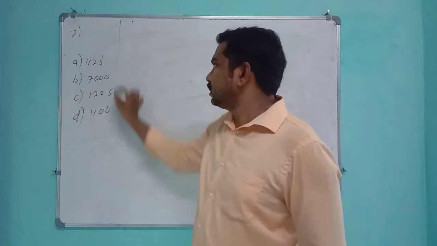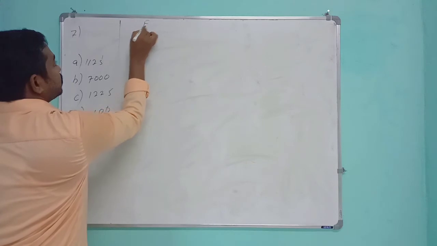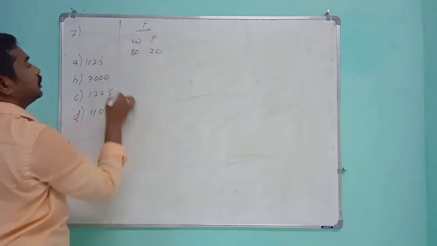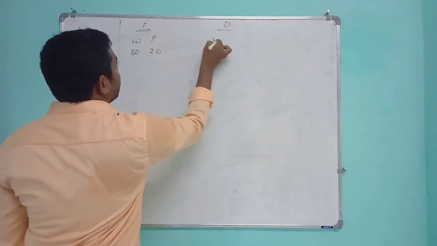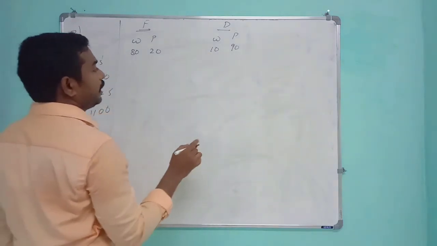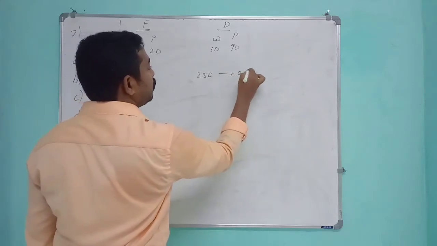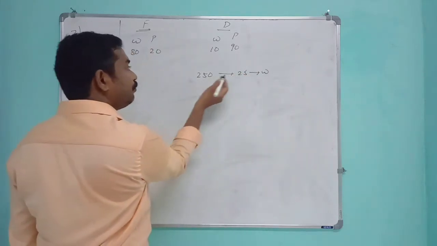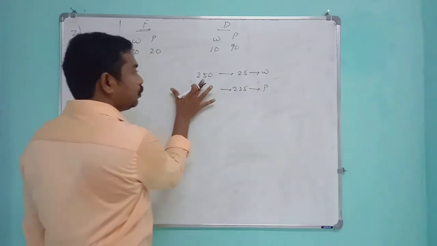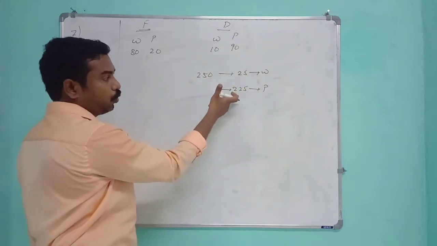Now if you see here, in the fresh grapes the water content is 80%, then pulp should be 20%. And in dry grapes, the water content is 10%, then pulp should be 90%. He has given the dry grapes weight as 250 kg. So 10% of 250 is 25. That is, 25 is water, and the remaining 250 minus 25, that is 225, is pulp.